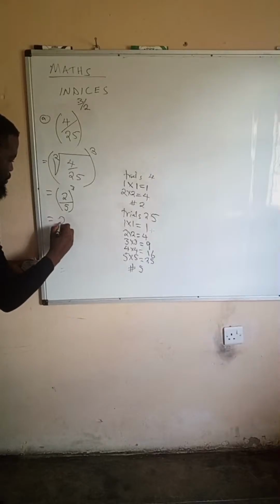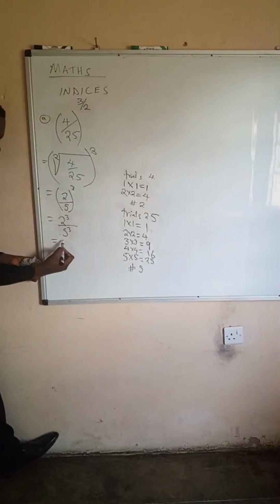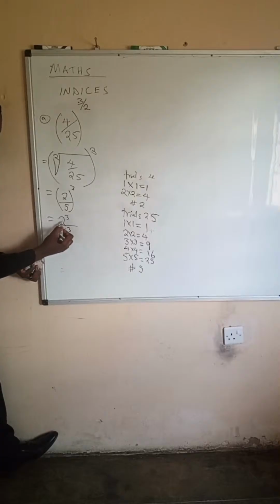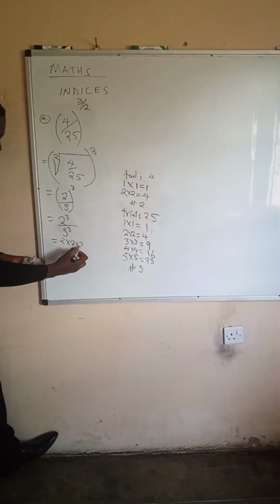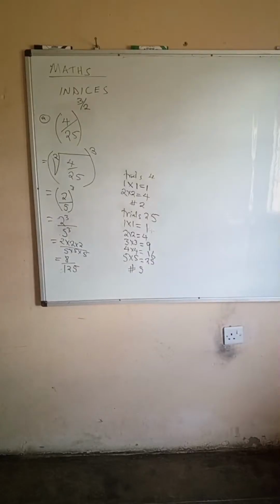This is 2 to the power 3 over 5 to the power 3. 2 to the power 3 does not mean 2 times 3. It means you multiply 2 three times. 2 times 2 times 2 over 5 to the power 3 means 5 times 5 times 5. 2 times 2 times 2 is 8, over 5 times 5 is 25, times 5 is 125.